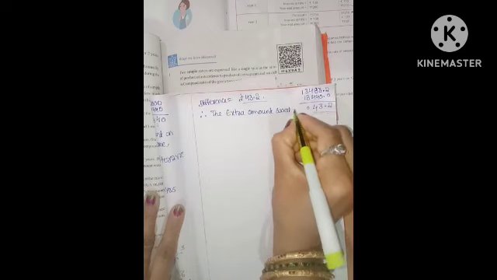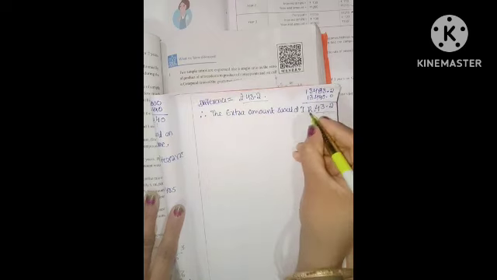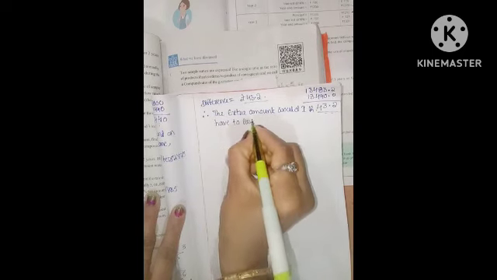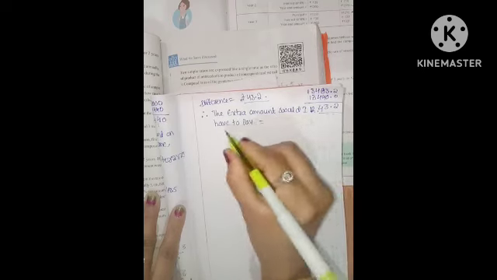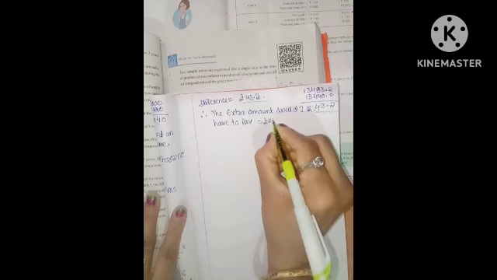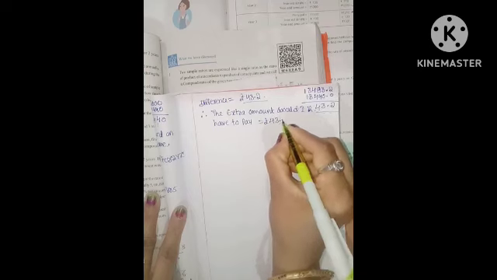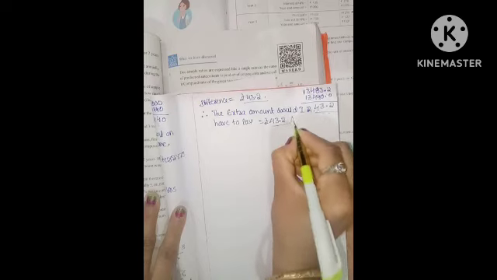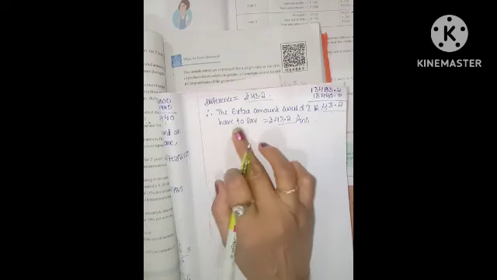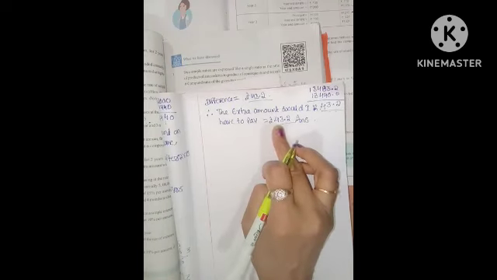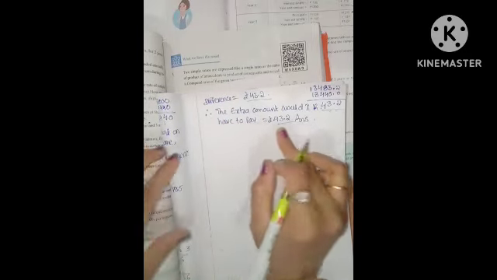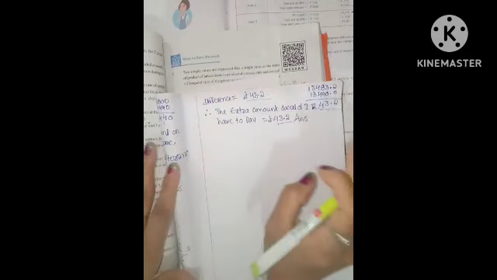What extra amount would I have to pay? The extra amount I would have to pay is rupees 43.2 only. Hence, the extra amount I would have to pay is rupees 43.2 only. This is the final answer. We will get it only.